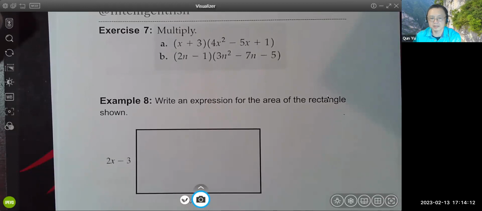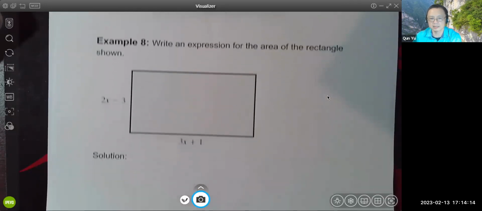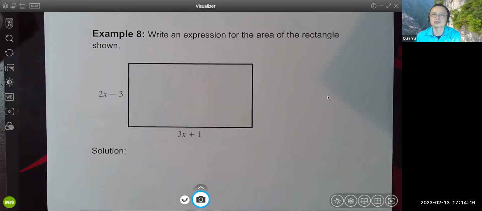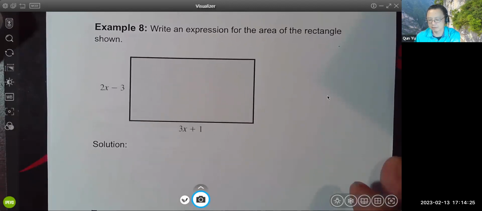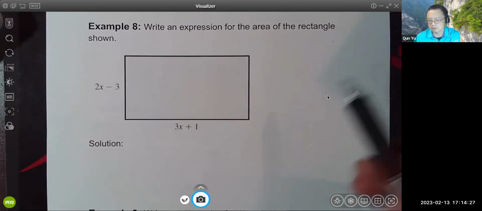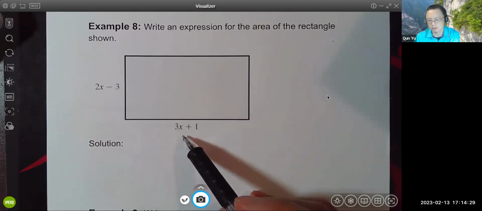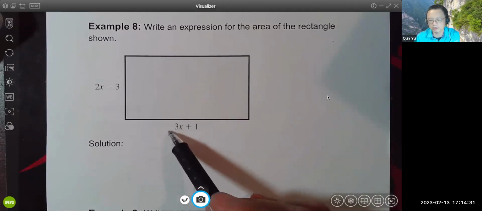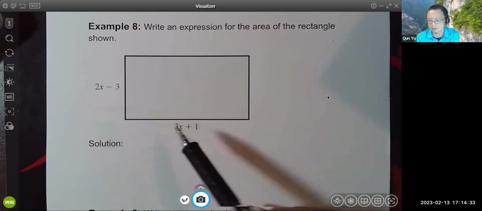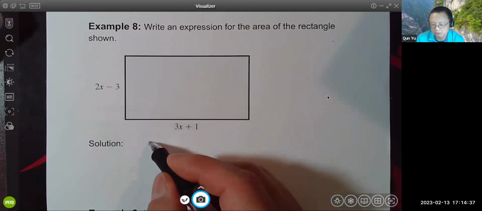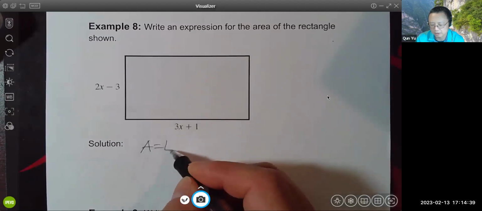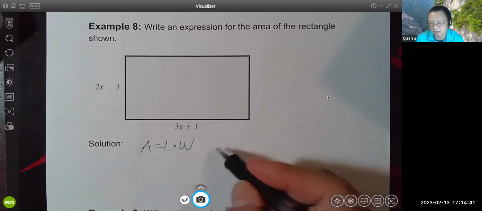Exercise number 7 and example 8. Write an expression for the area of the rectangle shown below. We know the area formula for a rectangle is length times width. So instead of being given two specific numbers, we have two expressions to represent the length and width. No difference. So we just multiply length by width to get area. That's the formula for the area of a rectangle.